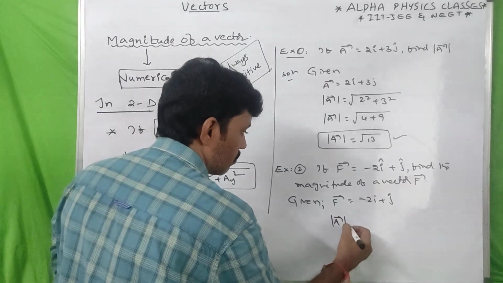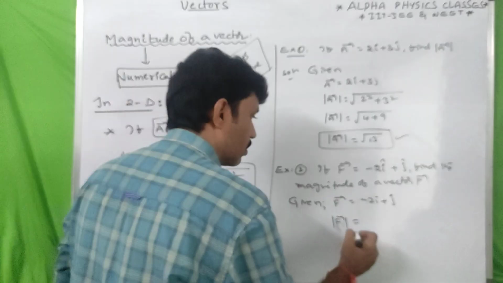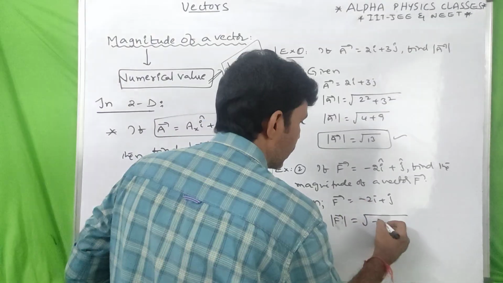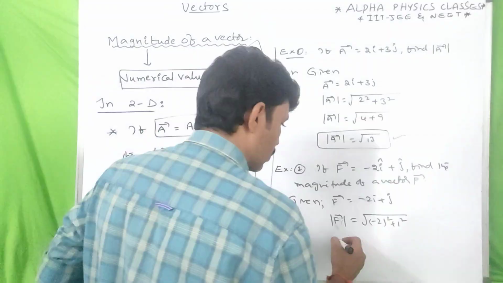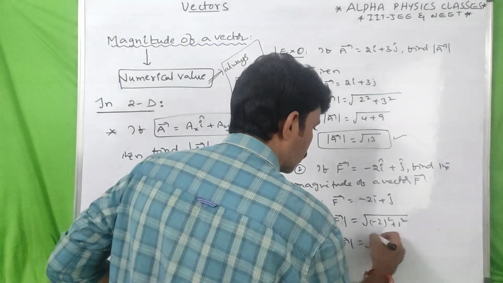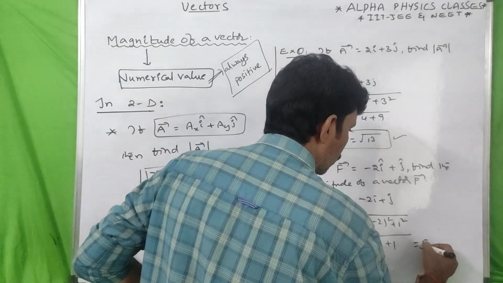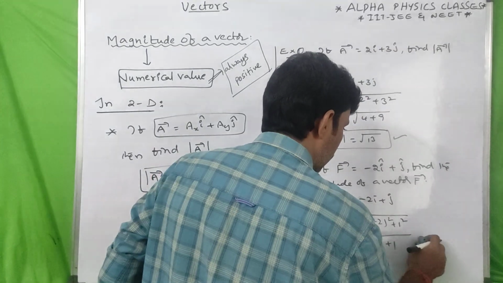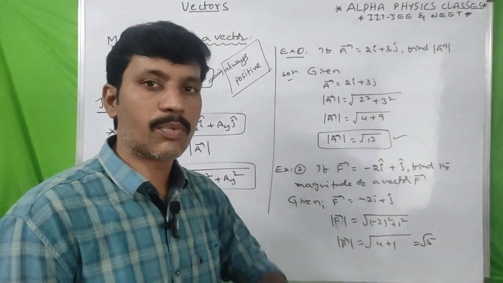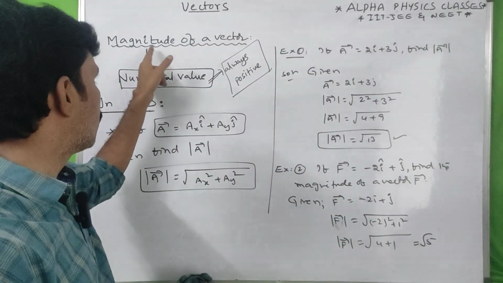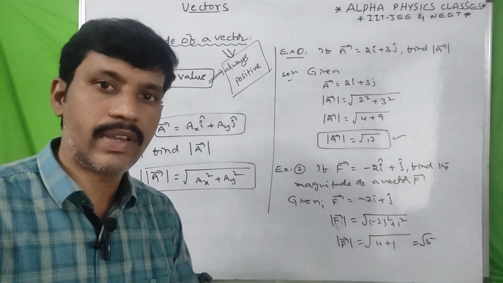They are asking modulus f bar, which means find the magnitude. Modulus f bar is square root of minus 2 square plus 1 square. So modulus f bar is equal to square root of 4 plus 1. Okay. 4 plus 1 how much? Root 5 units. That's it. Positive value only. So the numerical value, the magnitude of a vector, is always positive.